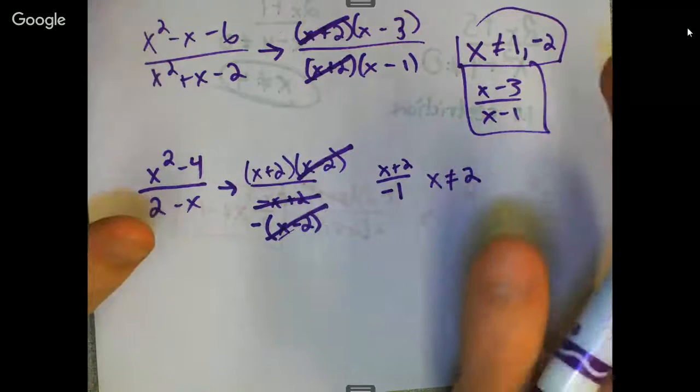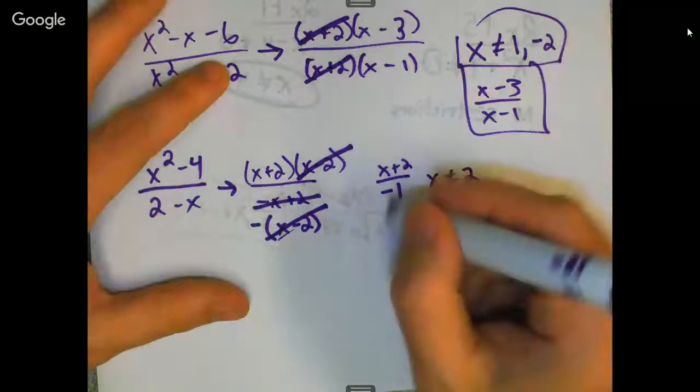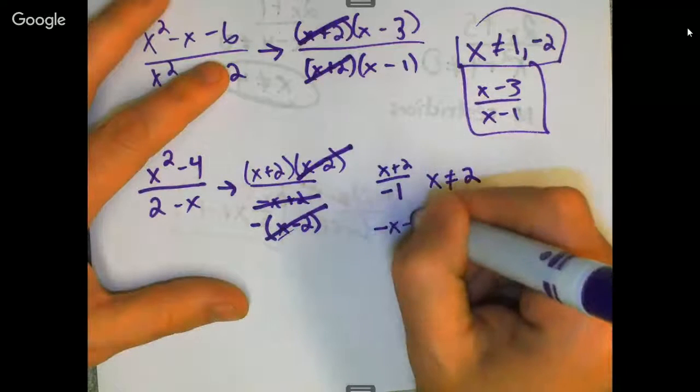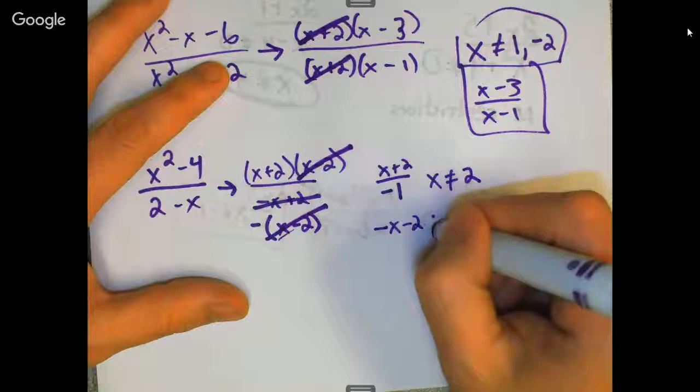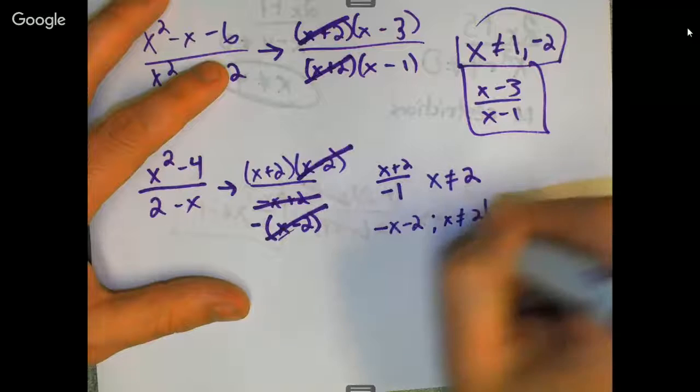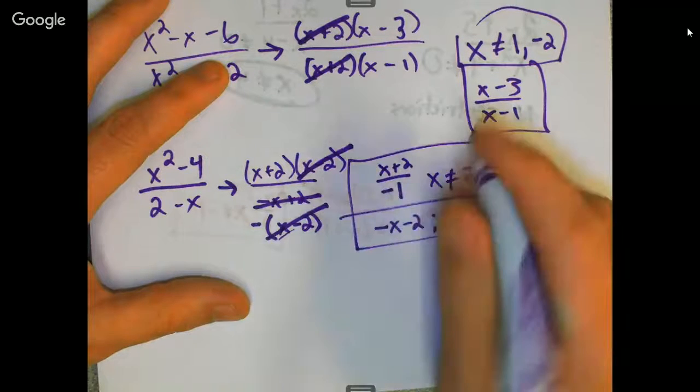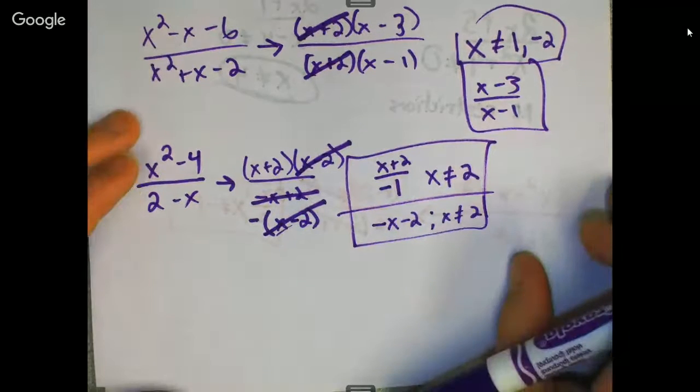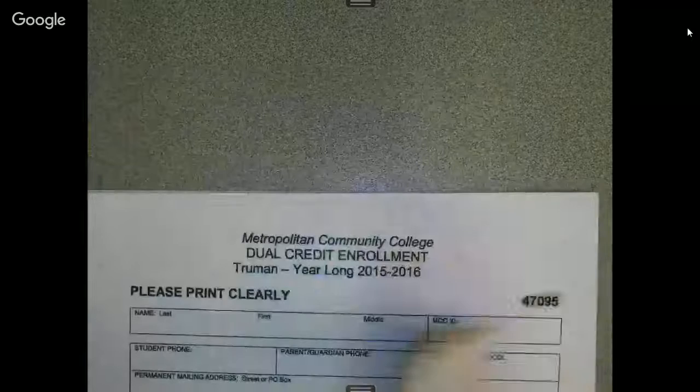If you wanted to write this a little bit differently, we could write negative x minus 2 in the top, with x cannot be 2. Okay, either one of those solutions will be fine for me. Okay, let's multiply.